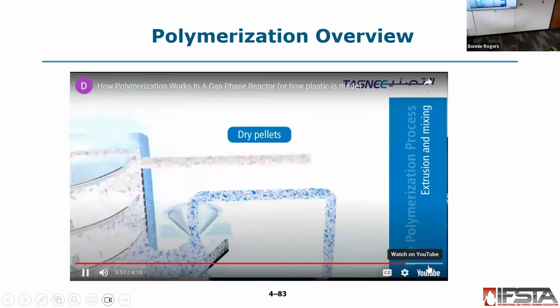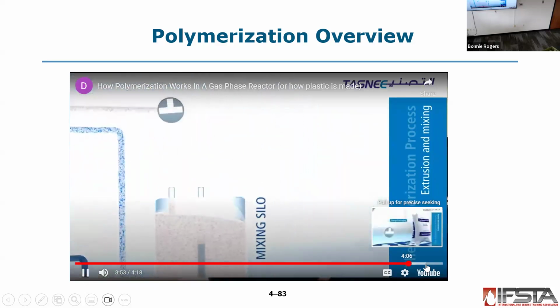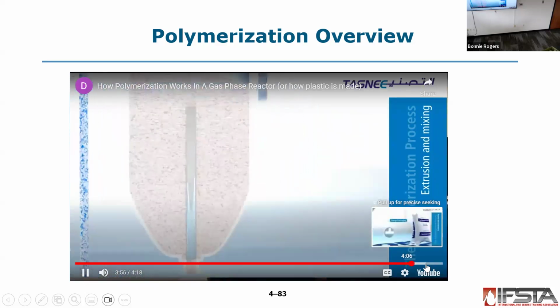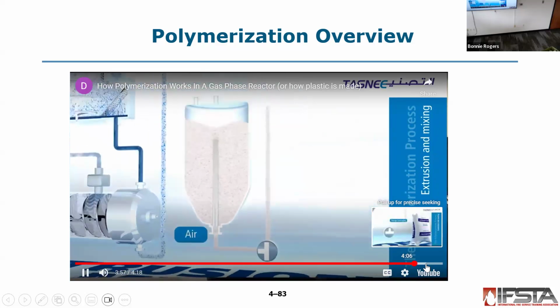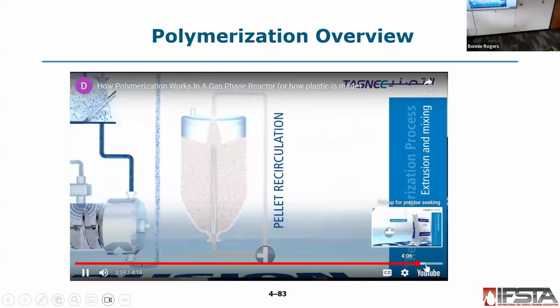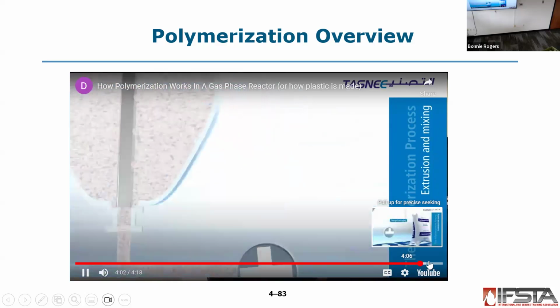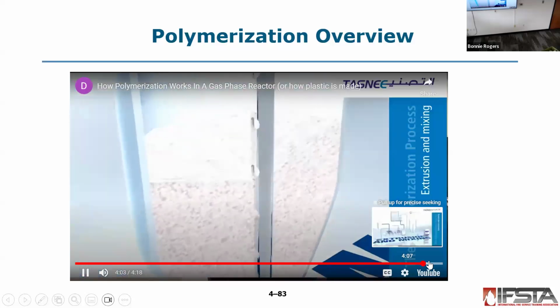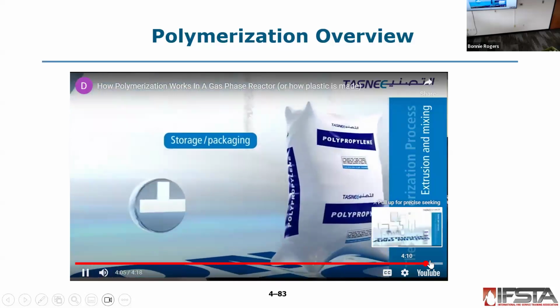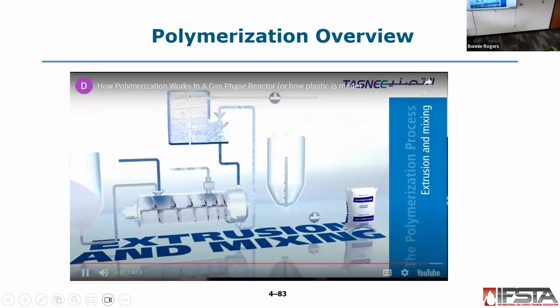The pellets are transferred to a series of mixing silos for storage purposes, while air is integrated into the mixing silos to recirculate the pellets to prevent clumping and to facilitate the packing of the final product. And this is how polymerization is done in a gas phase reactor.